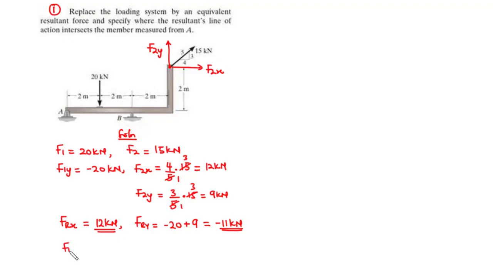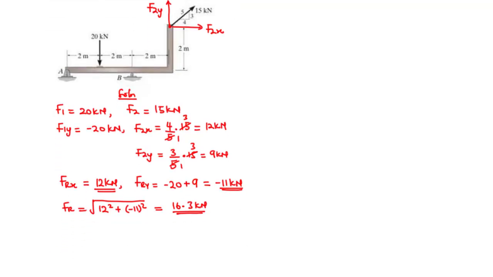Therefore, we can find Fr as the square root of 12 squared plus negative 11 squared, and when you evaluate this, you are going to get 16.3 kilonewtons. So that is the value of the resultant force.